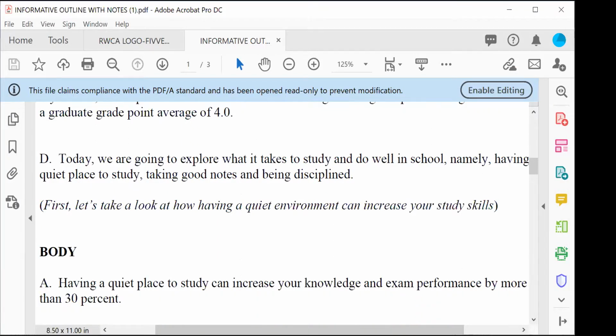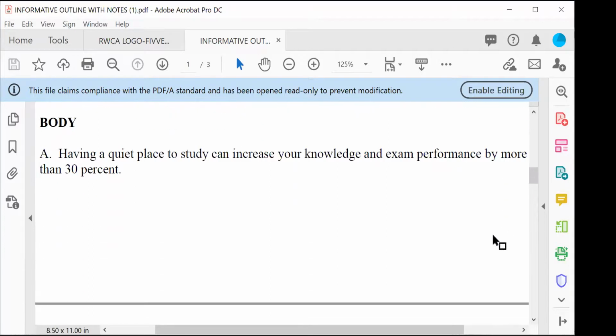Okay, now my transition, and please notice that I put the transition in parentheses and I italicized it. This helps my brain, when I see it, know that there's a change coming. There's something different about this. Many times when you do that, your voice will change because you realize something else is going on. First, let's take a look at how having a quiet environment can increase your study skills. Then we go into our body.